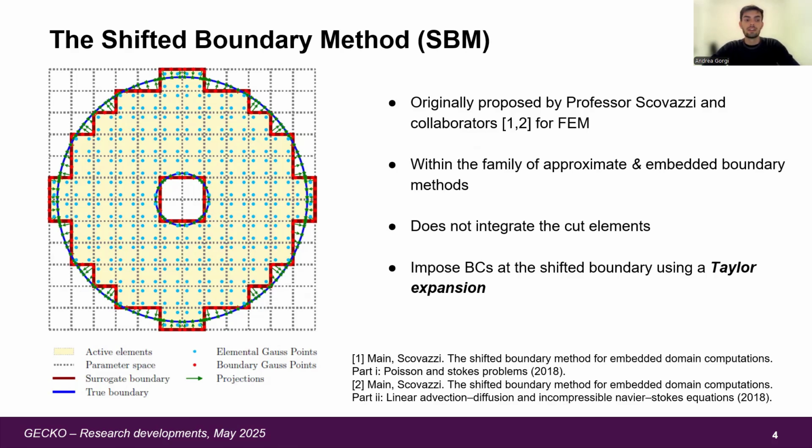And then, differently from most of the other immersed methods in the state of the art, we don't want to integrate over the cut cells that are the elements cut by the true lines of our geometry, but rather impose the boundary condition on the boundary of our new computational domain, that is the red boundary here in the figure, that will be called surrogate boundary, by means of Taylor expansion from this boundary to the closest point on the true boundary, where the boundary conditions are known.